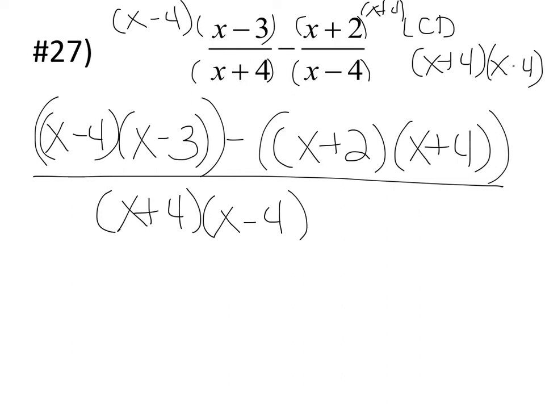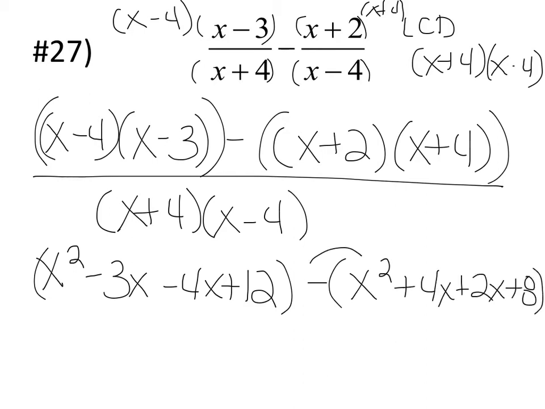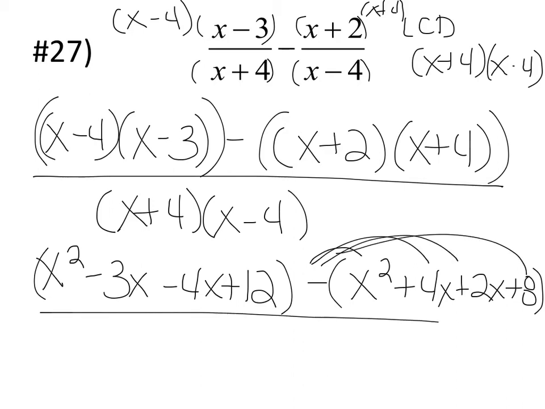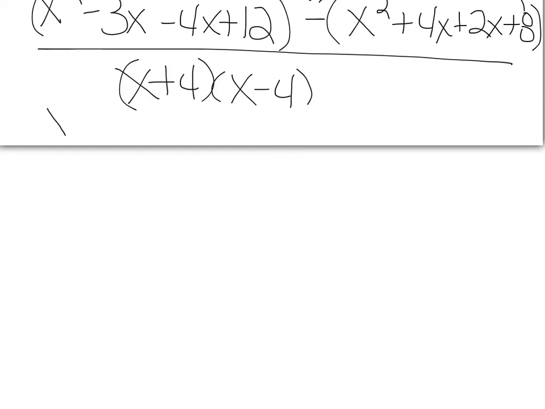Okay, so we're going to have to go ahead and multiply each one first. So multiply these together and then also multiply these together. So this becomes x squared minus 3x minus 4x plus 12. And this becomes x squared plus 4x plus 2x plus 8. Now you have to distribute the negative, don't forget that. And don't forget also this is all still over x plus 4 times x minus 4. So it's going to become x squared minus 3. Let's combine those.